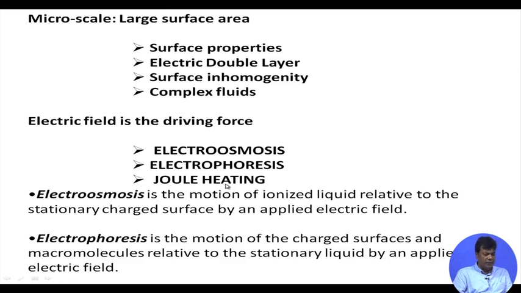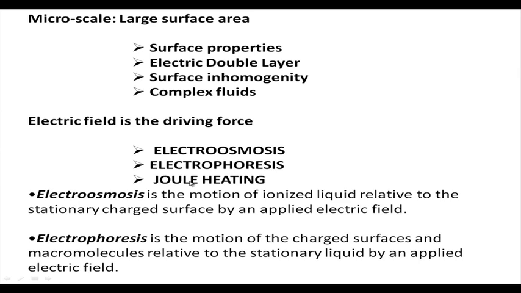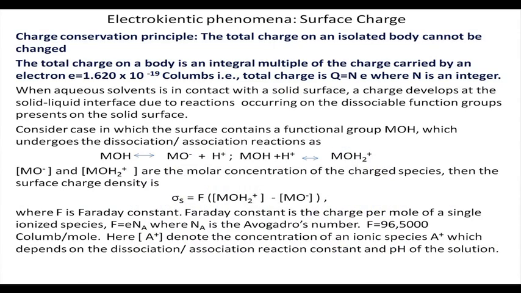Because of the movement of the ions, there will be heat generation, and that is Joule heating. We will talk later on about this. Now, electroosmosis is basically the motion of ionized liquid relative to the stationary charged surface by an applied electric field, and electrophoresis is the motion of the charged surface and macromolecules relative to the stationary liquid by an applied electric field. Now, how the surface charge develops.